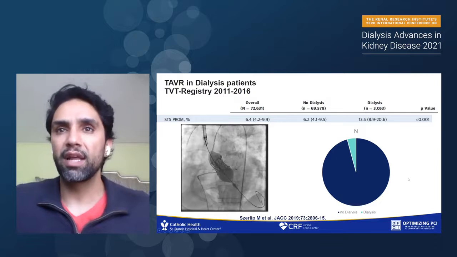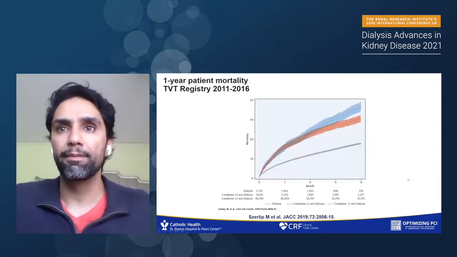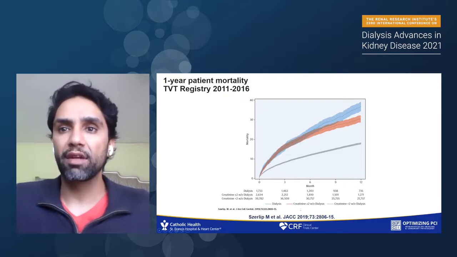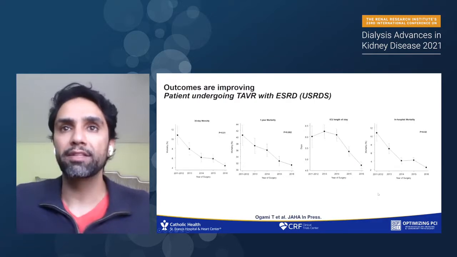Of course, that's not necessarily unexpected. If we look at the 1-year patient mortality, the patients who are on dialysis have a significantly worse outcome compared to those patients without dialysis. And you can see a creatinine less than 2 without dialysis has a magnitude lower risk of death compared to patients with a creatinine greater than 2 without dialysis, i.e. CKD, and those patients who are on dialysis.